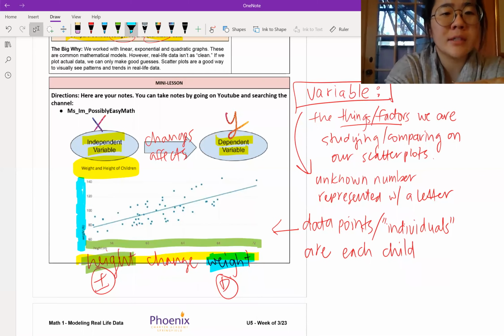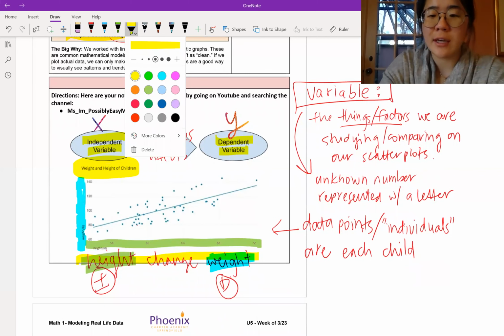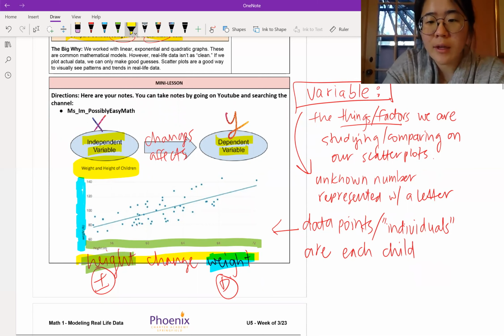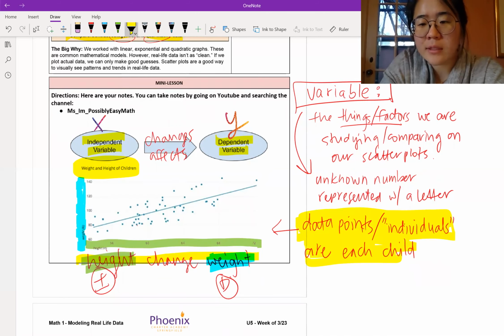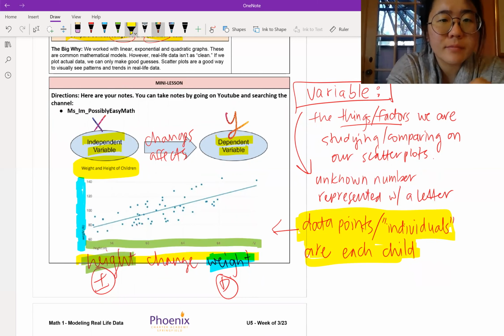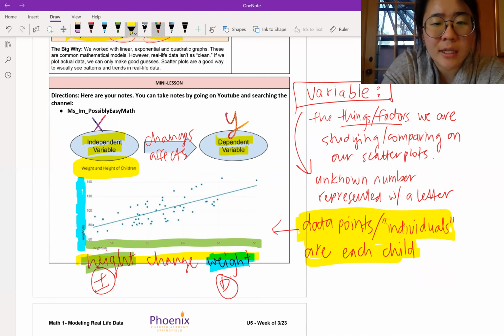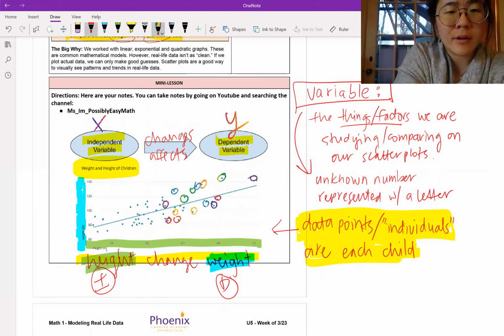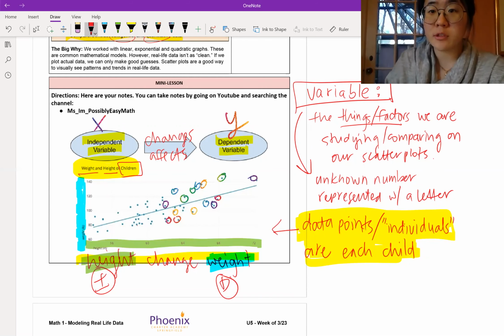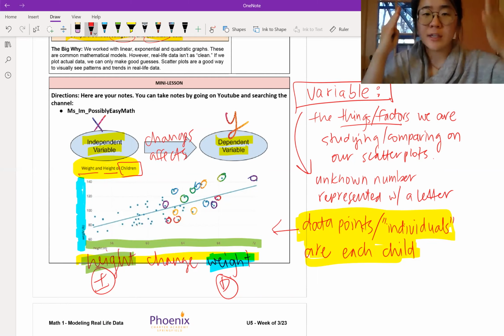Another key thing I did mention briefly that you will need to understand is what the data points are talking about. So you need to understand that in this case, every dot, every point here, represents something. It represents an individual and it represents a data point about something. So we know that our dependent variable is weight, our independent is height, but what are our data points? It's from children, right?